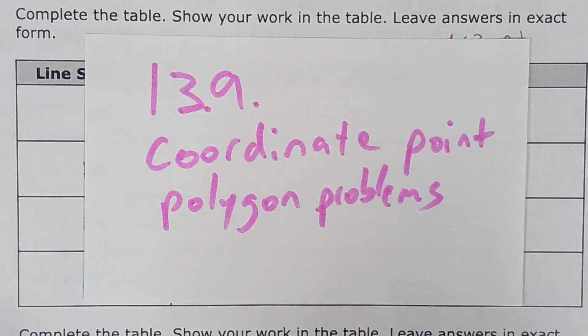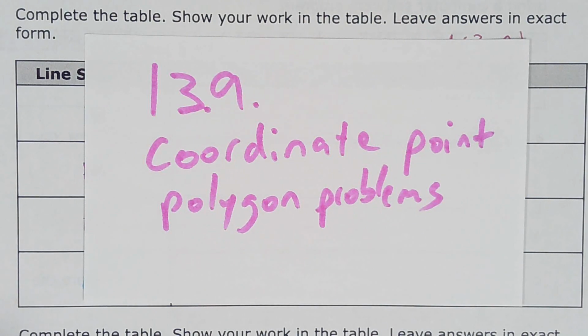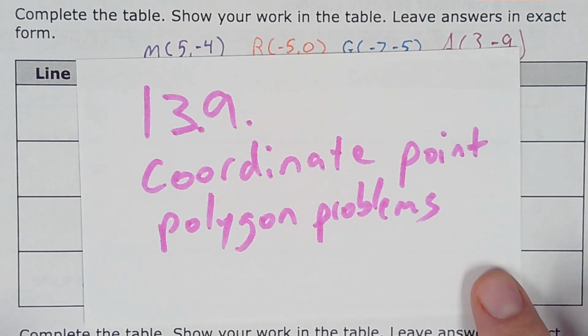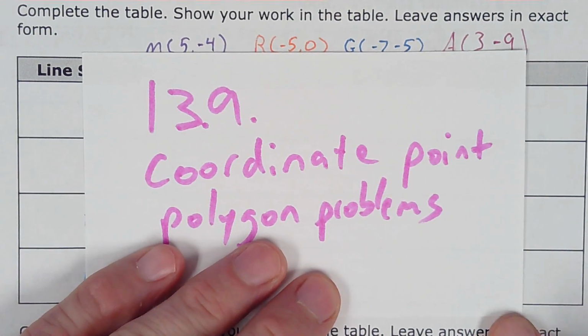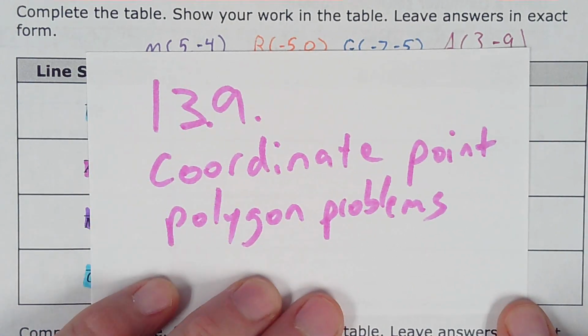Alright, this is 13.9. It's more coordinate point polygon problems. We're not really going to be using much grid work today, but this is specifically quadrilaterals, and we're going to be working with just the points and doing the math with the points, without a grid, and just evaluating what we can with the math.